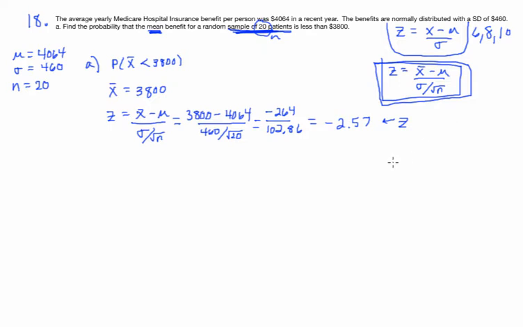So then I make my picture. I want to know what's the probability that I am less than 3,800, less than that z-score. So I go to my table and I look up that z-score and look up the probability that I'm to the left of it. And it is 0.0051. And that's my probability, less than 1%.